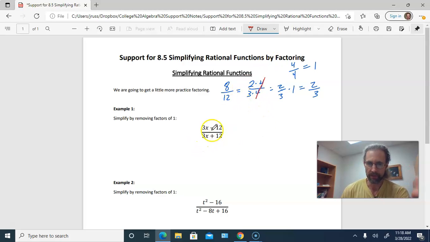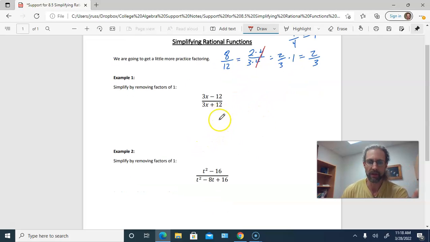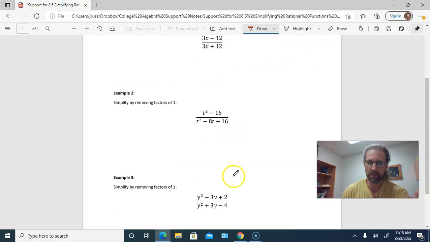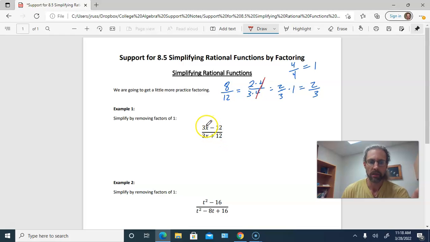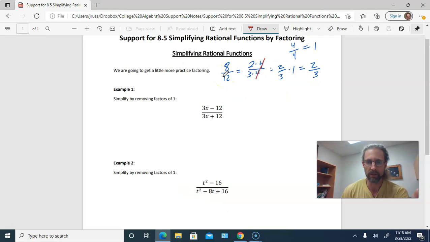So the procedure to simplify these next rational functions is going to be exactly the same. They're all fractions, and we're going to try to factor both the numerator and the denominator, and if there are any common factors, we're going to divide those out, and that's actually how we simplify these. Okay, so I wanted to do this just to give you some extra practice with factoring, because that's the big deal here.